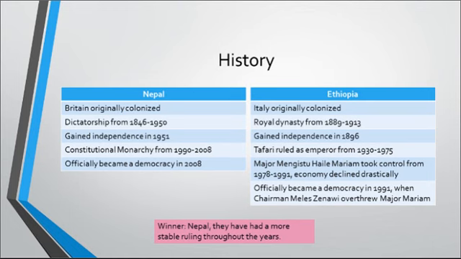Then in the 1990s, Kin Mahadra was overthrown by Congress. This led to Nepal's constitutional monarchy period. This lasted until 2008 when Nepal's first president was elected and they became a democracy.